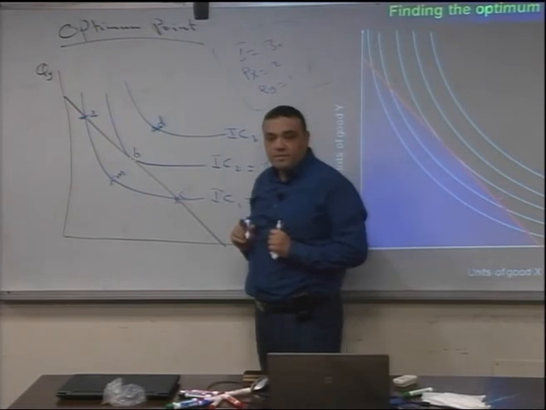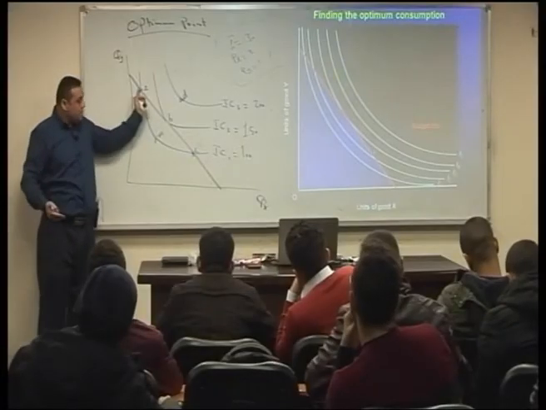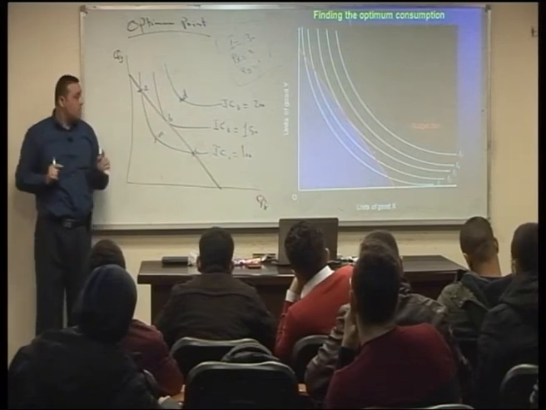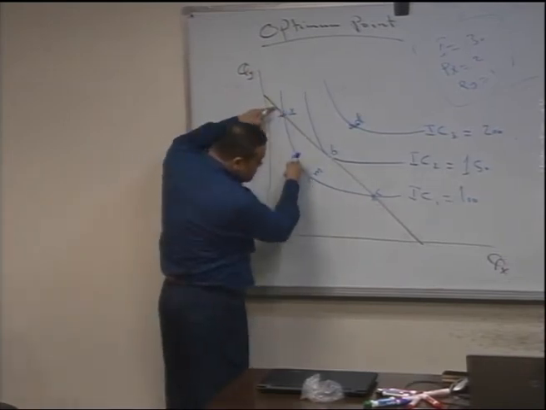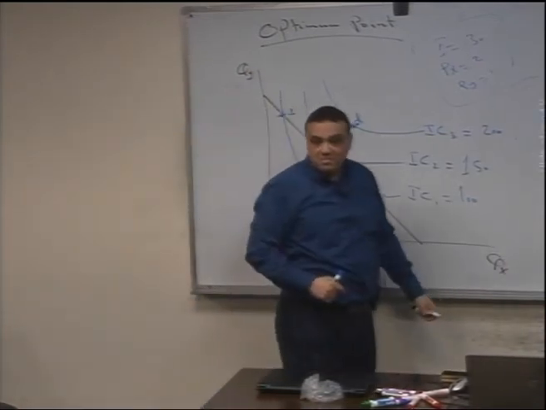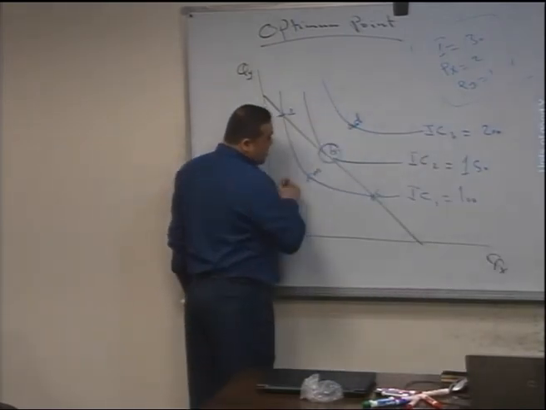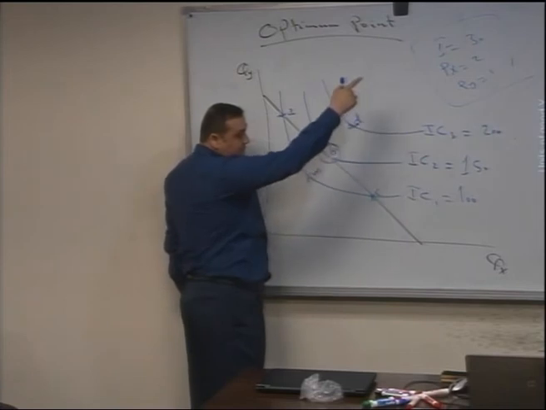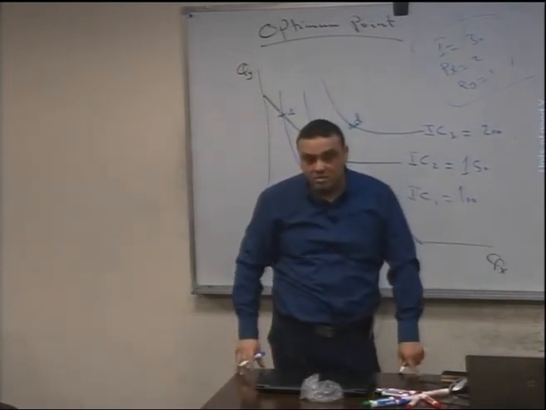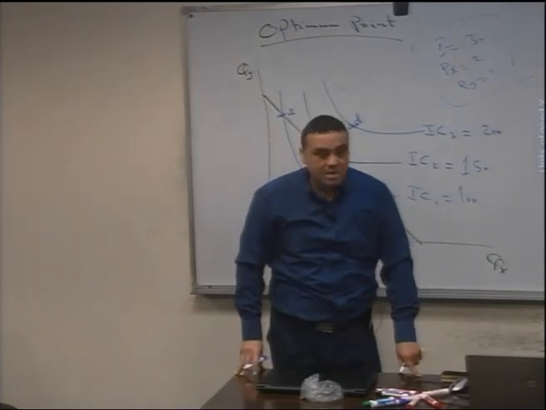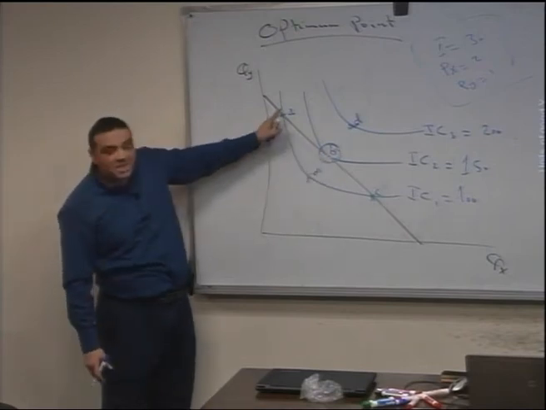Okay, let's do a comparison between point A and point B. At point A, the consumer spends $30 and gets 100 units. At point B, he spends the same amount and gets larger total benefits, total utility. Right? So which is better, point A or point B? B is better than A.